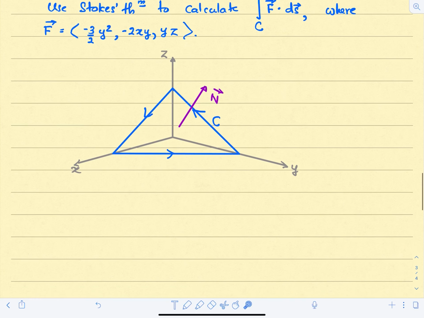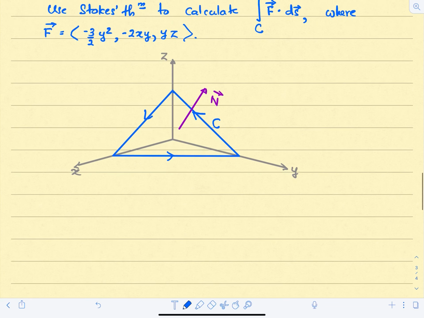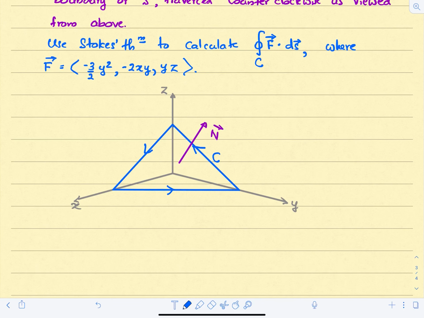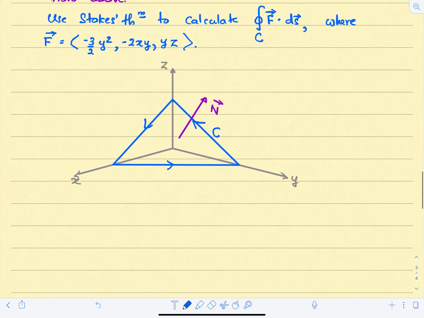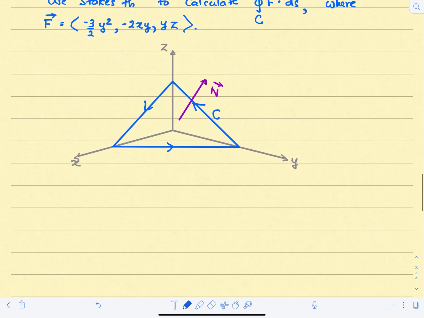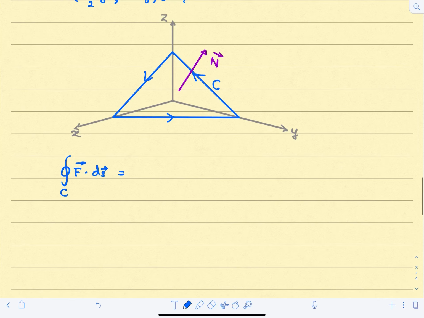Now Stokes theorem. This is a closed curve, so we usually denote a line integral over a closed curve using this symbol. Stokes theorem says the line integral over the closed curve C of F dot ds equals a flux integral over the surface S.